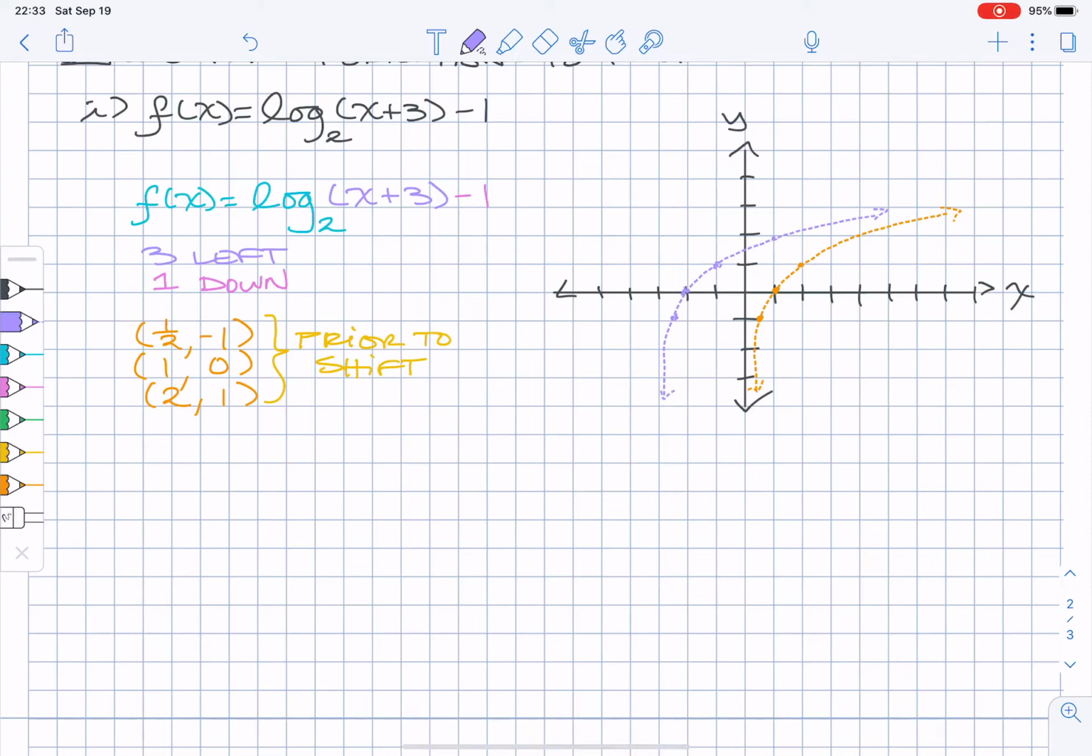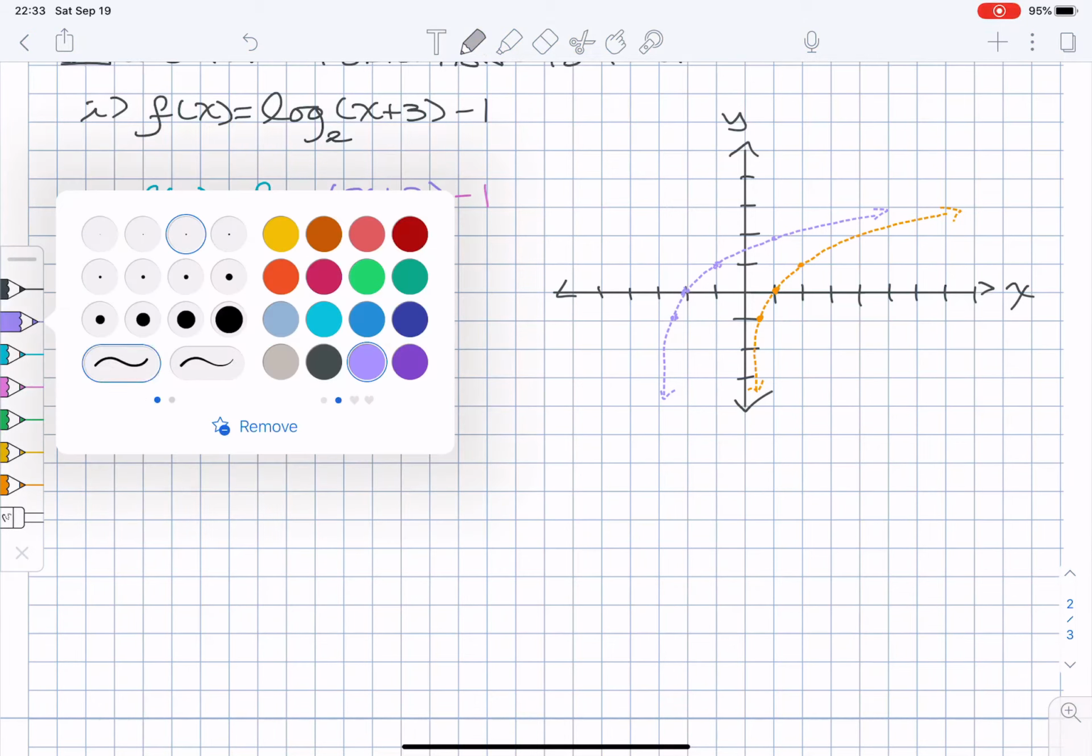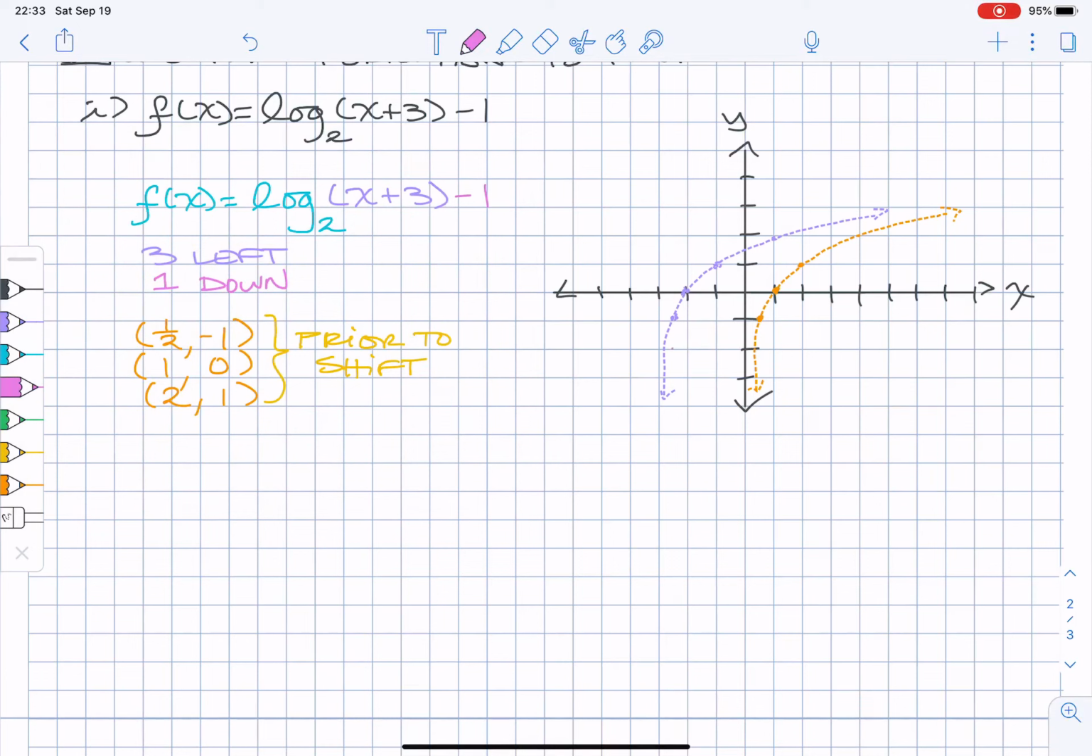And then 1 down. So all of those points are now going to shift 1 point down. So that's the final graph there in pink. Okay, so this is f of x here in pink.